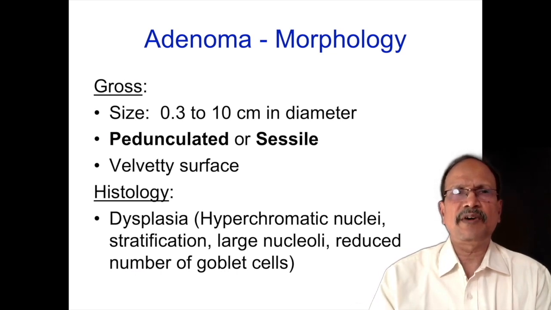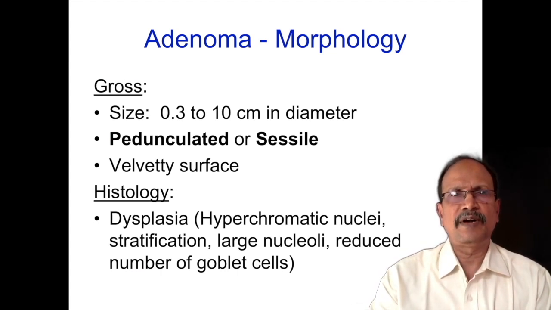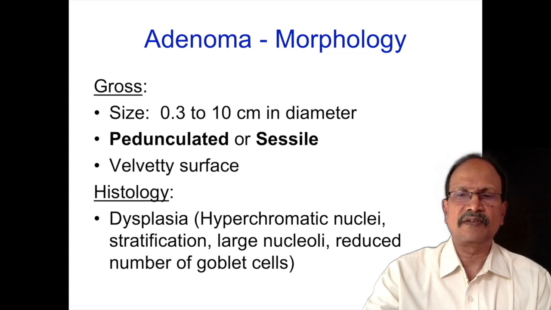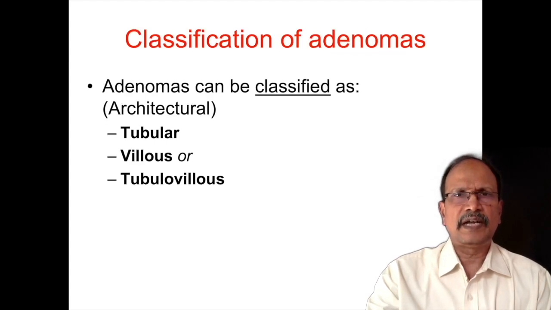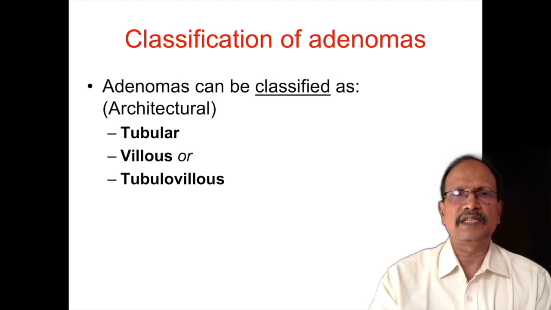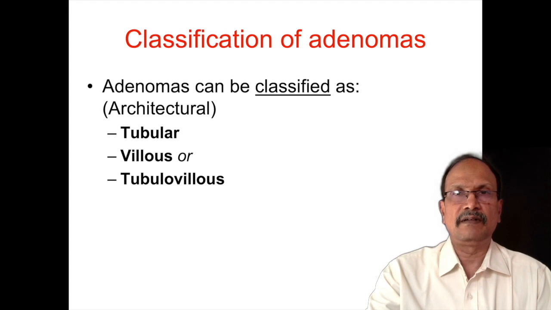Adenomas morphologically may vary in size from 0.3 to 10 centimeters in diameter. They may be pedunculated or sessile, and they will have a velvety surface. Histologically, you will see dysplasia, that means hyperchromatic nuclei, stratification of the epithelium, and loss of mucin secretion or loss of goblet cells. Architecturally, adenomas can be classified into tubular, villous, and tubulovillous adenomas depending upon their appearance.